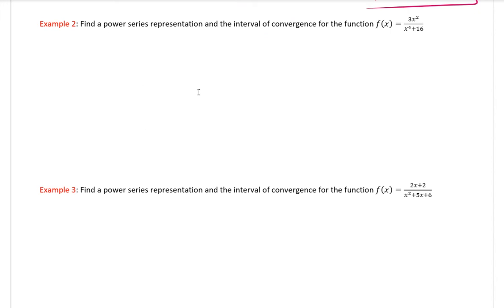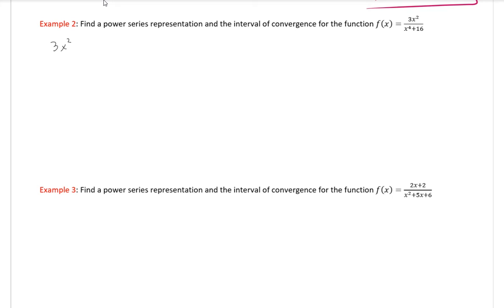We'll find a power series representation and the interval of convergence again for the function 3x squared over x to the 4th plus 16. Again, don't worry about the powers on this. It doesn't really matter. It's really 1 minus a ratio. So all that matters is if we see this as a fraction and we can get a 1 minus on the bottom. And we should be able to do that with some help.